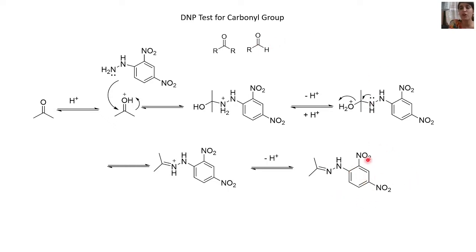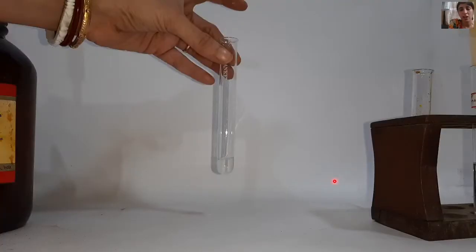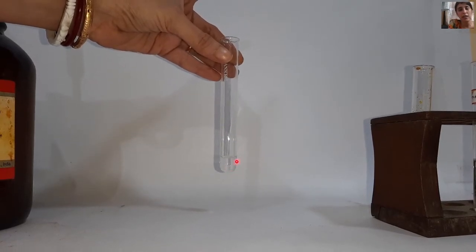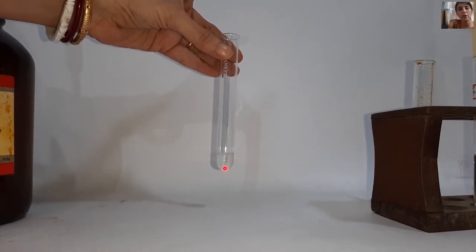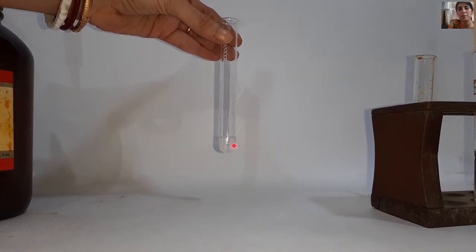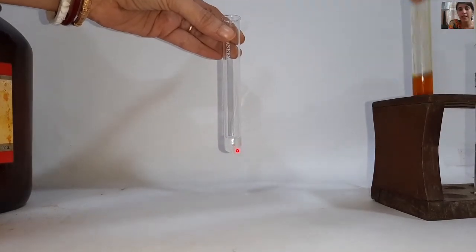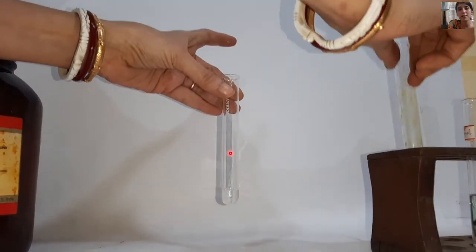DNP means 2,4-dinitrophenylhydrazine derivative of keto or aldehyde. These are yellow, orange or red in color. Now the experiment. We are taking an alcoholic solution of the carbonyl compound in a test tube. This solution must be saturated. The concentration of the compound must be high in the ethanol.